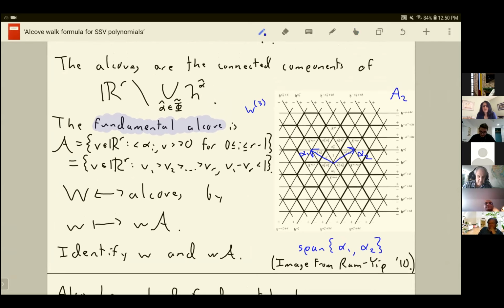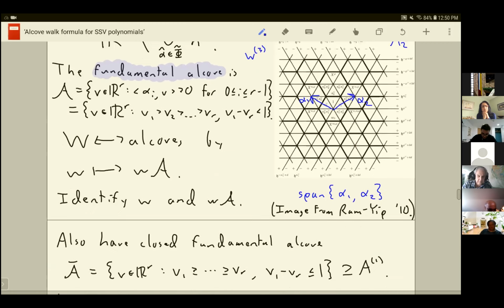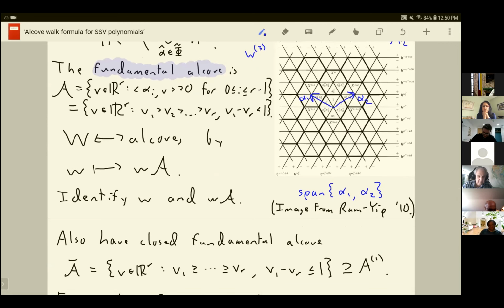And as you can see in this picture, we can correspond the alcoves with elements of the affine Weyl group by just identifying W with where W takes the fundamental alcove. And this follows because the action of W on the space is simply transitive. So you're not going to get multiple Weyl group elements taking it to the same place. We'll also want the closed fundamental alcove, which is just that same thing, but with weak inequalities. And that's what contains the fundamental domains from earlier, like A1.